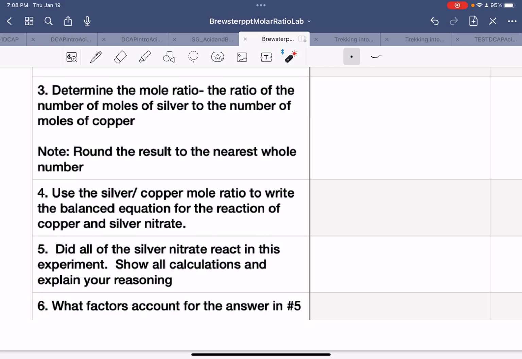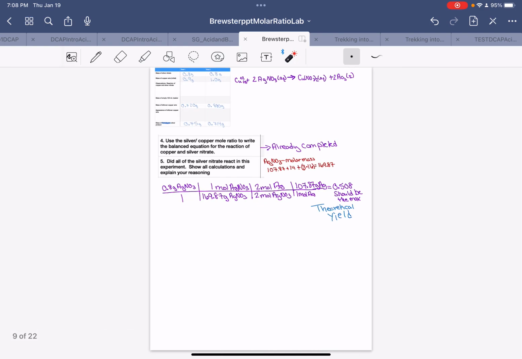So there's two things that will happen here based on your data. If your data comes in underneath, like you have less silver than what could theoretically be produced based on this calculation here, if you have less than this number, then that means not everything reacted. However, if you're producing a number greater than this number, you need to reflect. Where was there a place for an error?